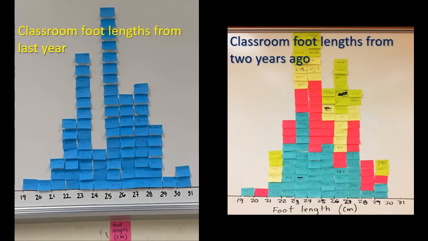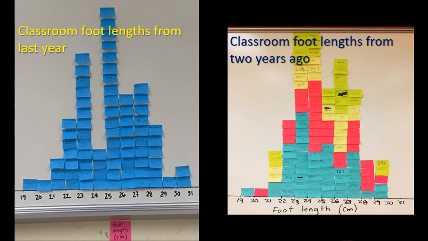All right, so what I do is I typically then give everybody a Post-it note, like I said, and have them go and put their foot length on the board. So I create this little axis, and then you can see this one on the right. I use different color Post-it notes for different classes. The one in blue, I just gave everybody the same color that year. So there's really no difference in the colors.